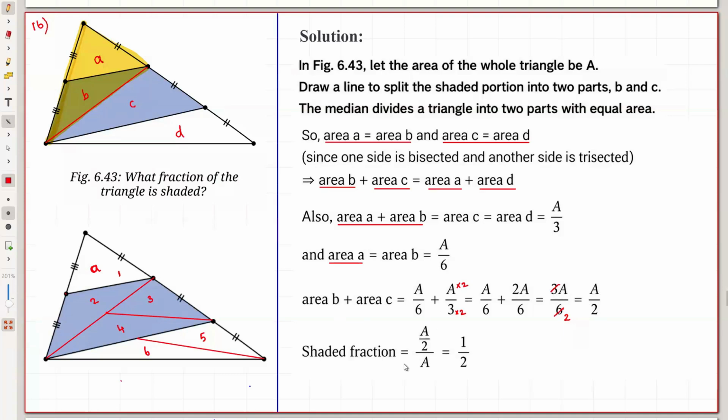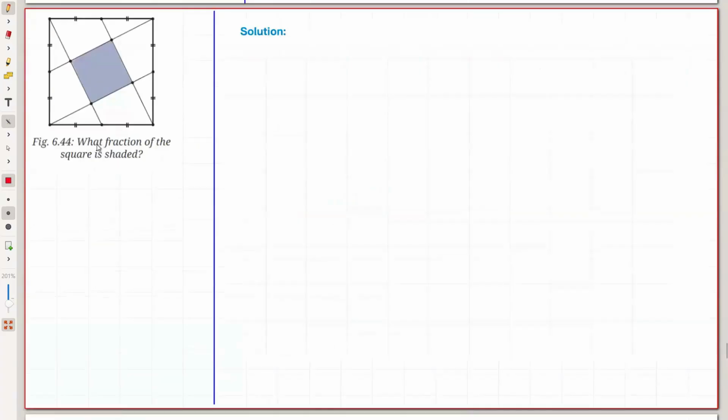If you are simplifying it, A gets cancelled, or take the reciprocal and then multiply. So the final answer will be 1 by 2. That means the area of the shaded portion is half of the whole triangle. This one is easy. Now, the second part.